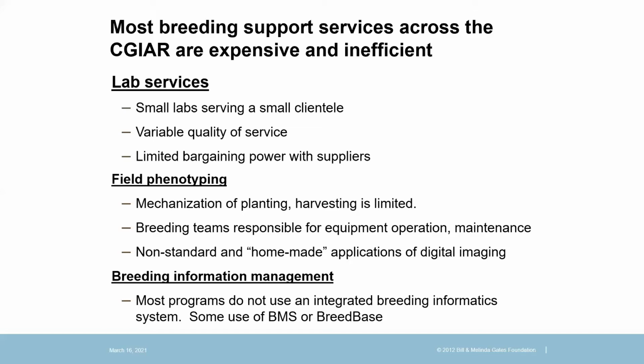A lot of similar issues affect field phenotyping. Generally speaking, mechanization of planting and harvesting is behind what you see in private sector organizations of the same size. Often there's no specialized support for equipment operation or maintenance. And of course, mechanized planting and harvesting systems are often, for research purposes, very complex equipment. So you often have a breeder or a technician responsible for buying and maintaining equipment, and as a result, there's a lot of expensive but unused equipment sitting around the system.